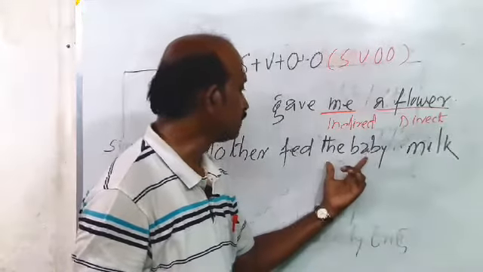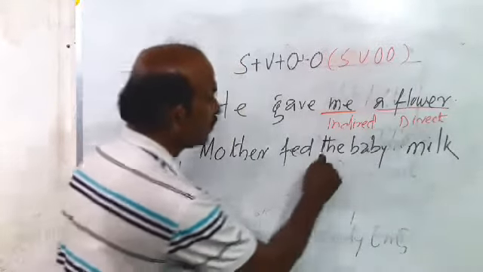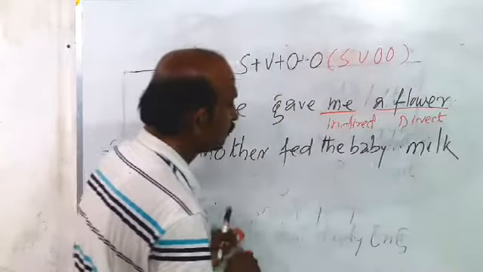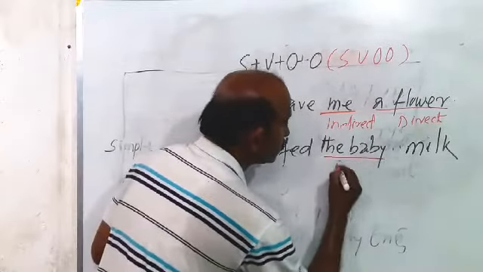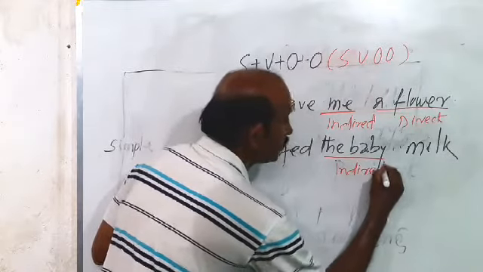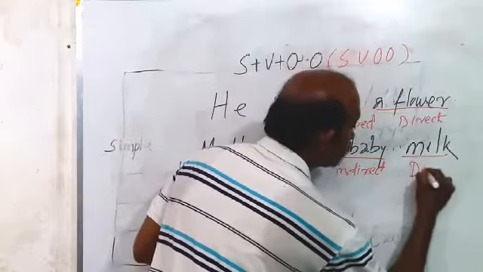These two objects are called the indirect object and the direct object. The baby is the indirect object, and milk is the direct object.